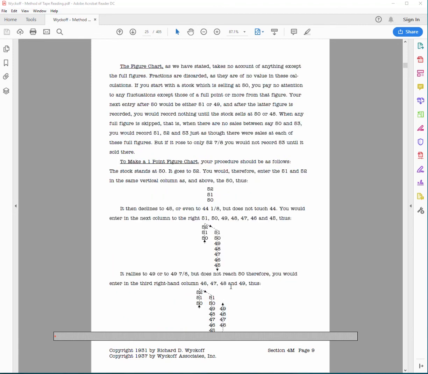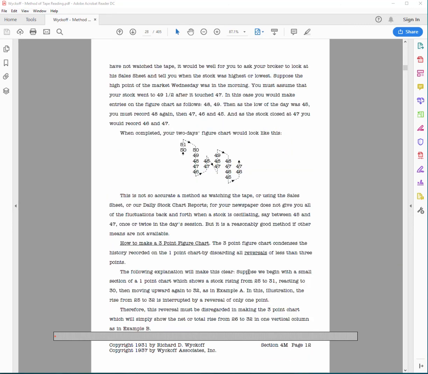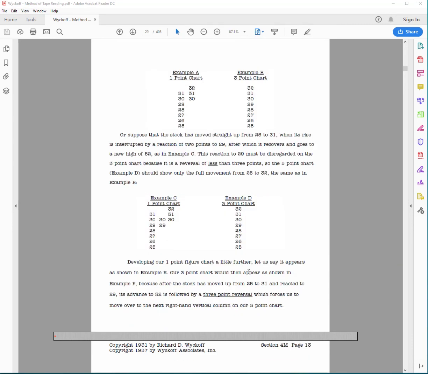Alright, now he goes into a figure chart. Obviously, none of us are going to create figure charts by hand, but it is required to have them. Okay, so quickly to talk about figure charts. There are numerous platforms that have figure charts. So I don't know how y'all are going to follow along without this.